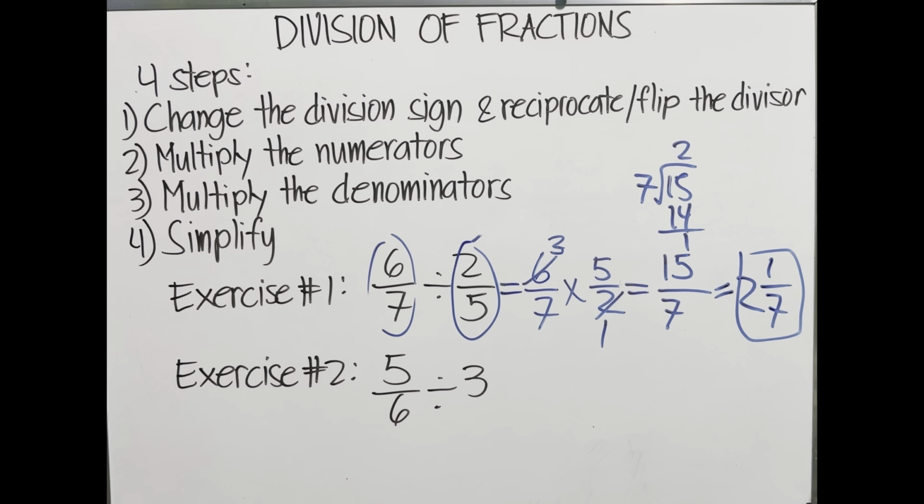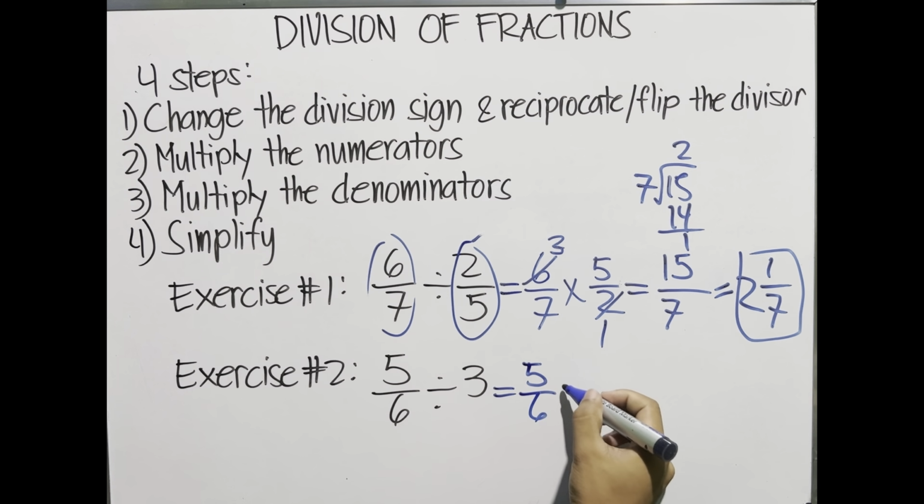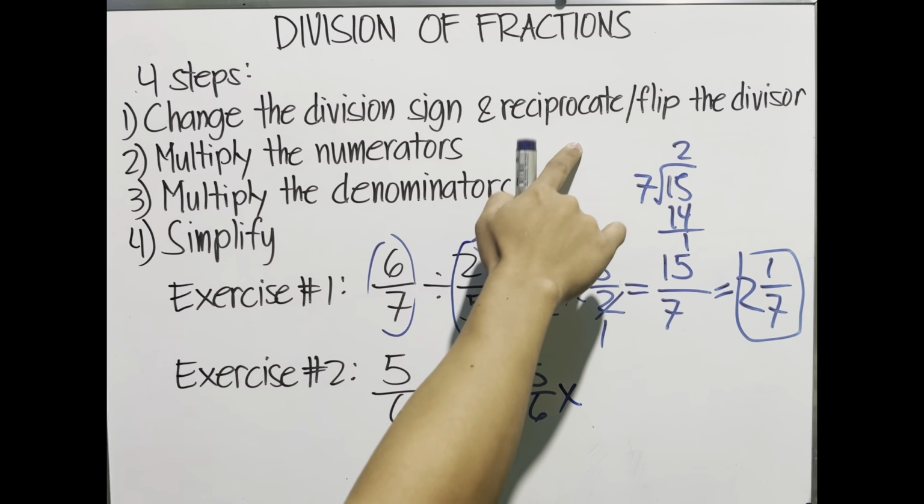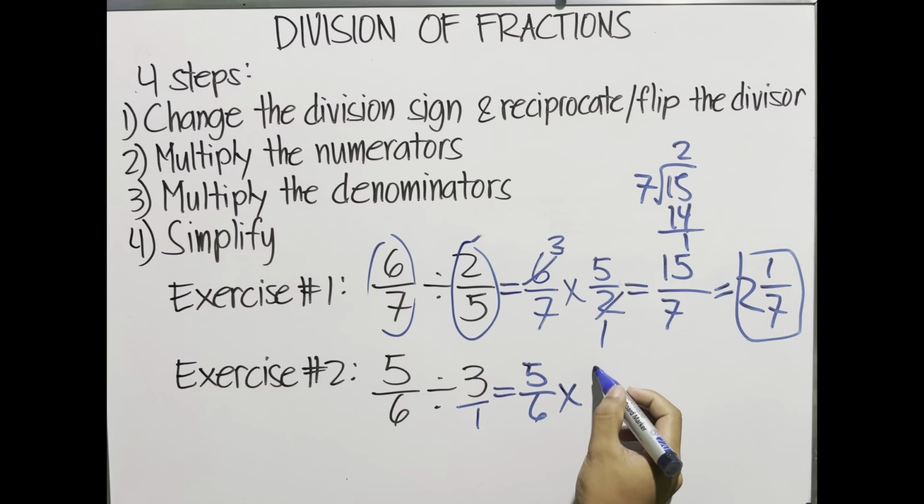Exercise number 2, same steps, process. Copy the dividend, 5/6. Then, change the sign into multiplication, times, flip. Pagbaliktarin natin, since, again, pag whole number may silent, 1 yan. Kaya pag bubaliktarin natin, magiging 1/3.